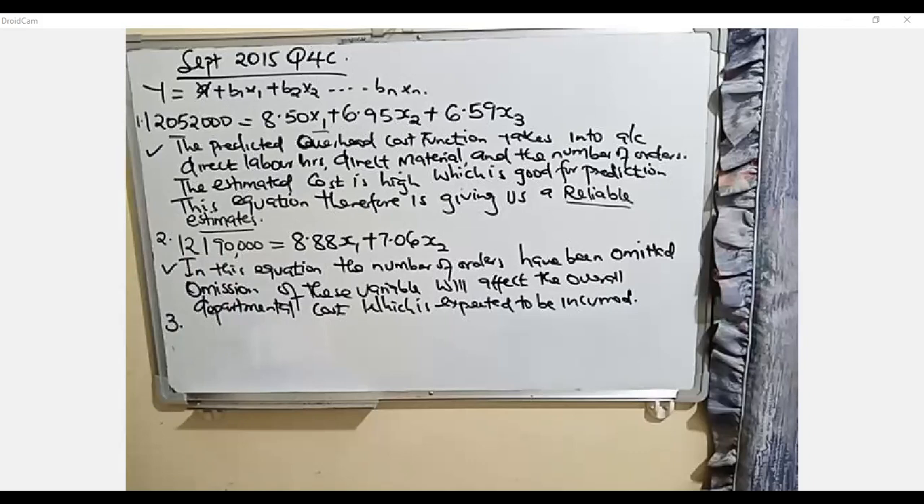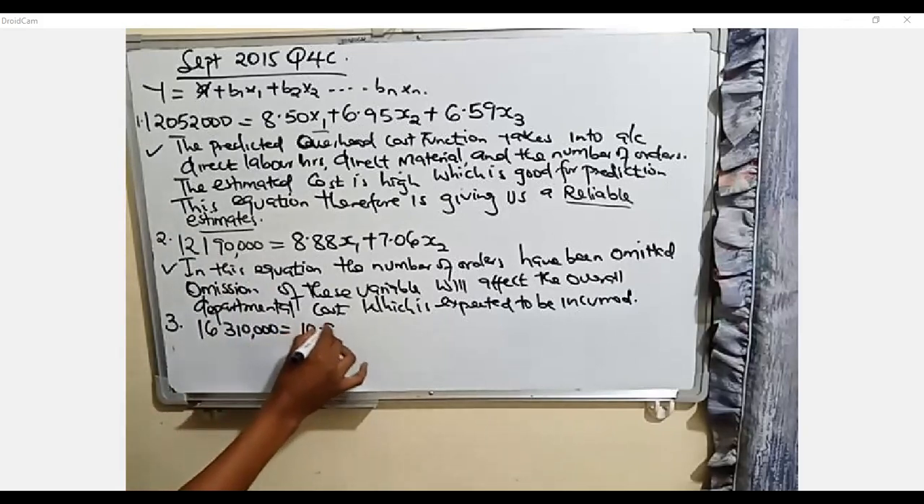Can you see the y-intercept? Purity? Yes. Can you see the y-intercept? 18,277 is how much? 16,310,000. It should be equal to what? 10.98 x1. Thank you so much.